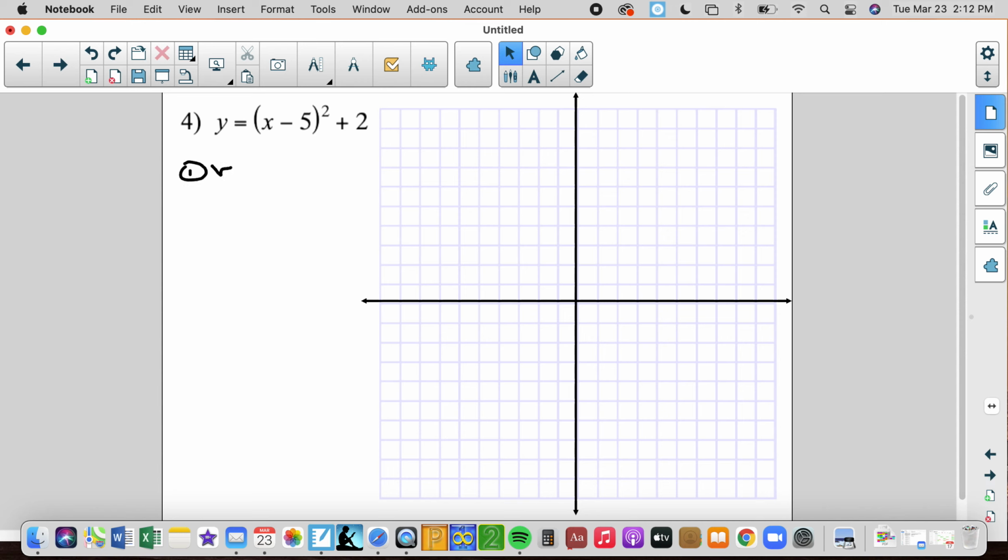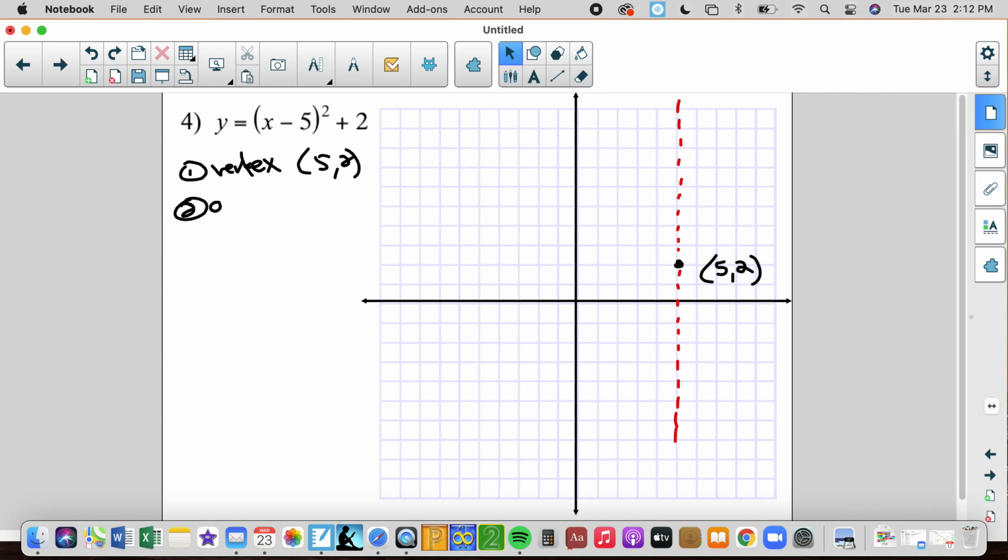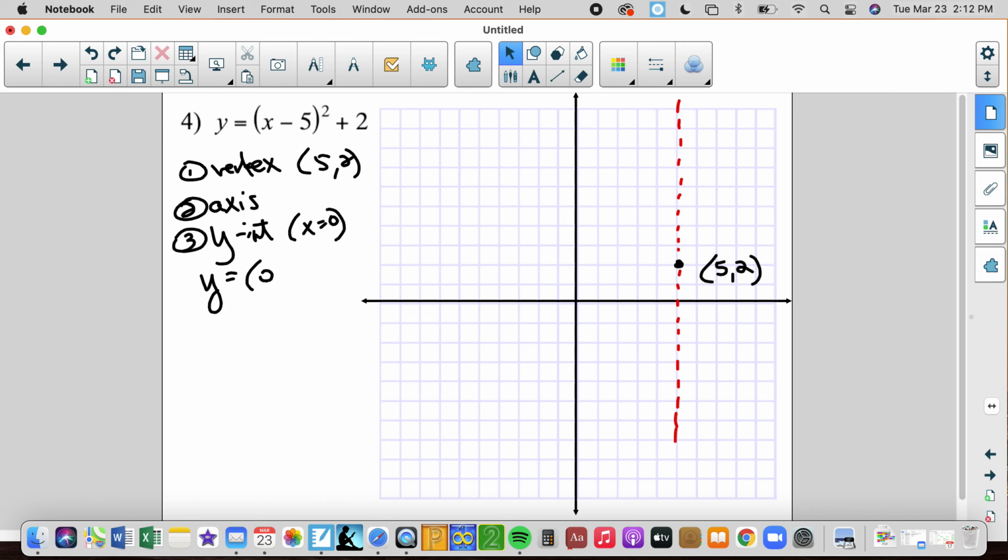The vertex is 5, 2. 1, 2, 3, 4, 5, 2. It's going to be a U, so I will act accordingly. Let's have the axis of symmetry. Let's do our y-intercept, and let's plug it in. 0 minus 5 quantity squared plus 2.